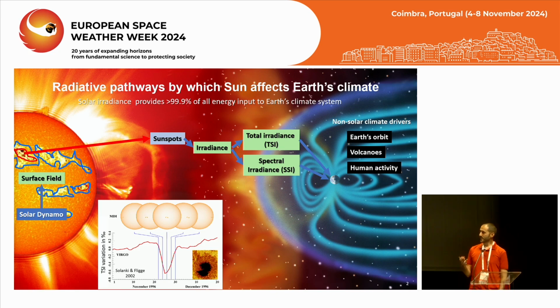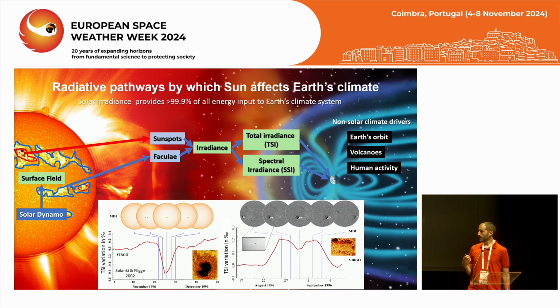That means that the passage of sunspots across the disk, as you can see in this image, leads to a depression in TSI when sunspots reach the disk center, while when faculae cross the disk, we have the exact opposite effect. That means that with faculae, TSI increases. So the variations in irradiance are basically a competing effect of these two factors.